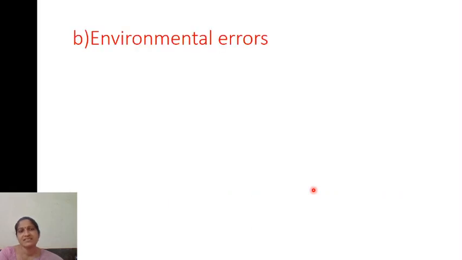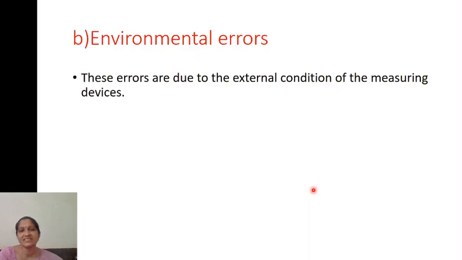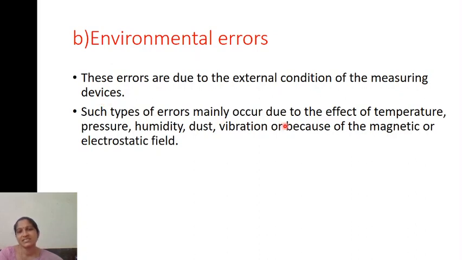The second one is environmental errors. As the name itself indicates, these errors are due to the environment, that is, the external conditions of the measuring devices. External conditions means temperature, effect of temperature, pressure, humidity, dust, vibration, or the magnetic or electrostatic fields. Because of this, you will be getting these environmental errors.